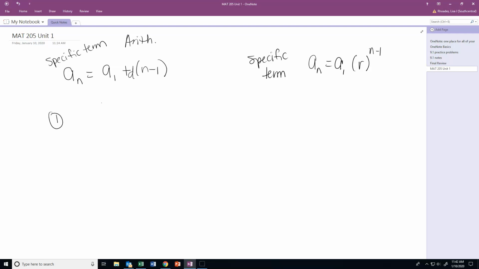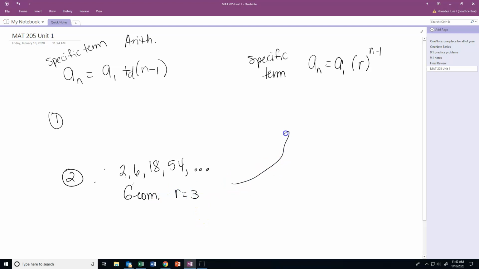Now on number 2, you are actually finding the 11th term. So I look at the sequence, and I see that I am multiplying by 3. So that makes this a geometric sequence, and the common ratio is 3. So I'm going to use this formula to find the 11th term.